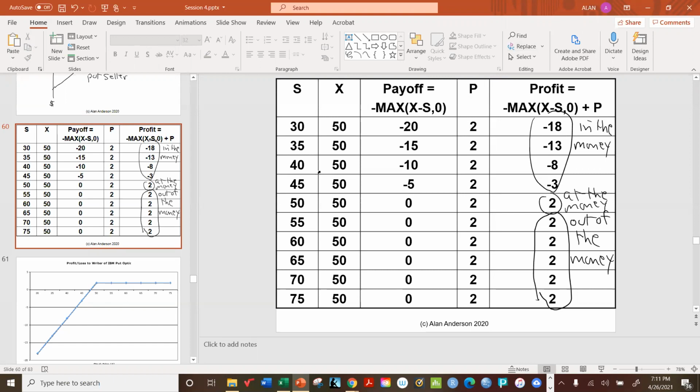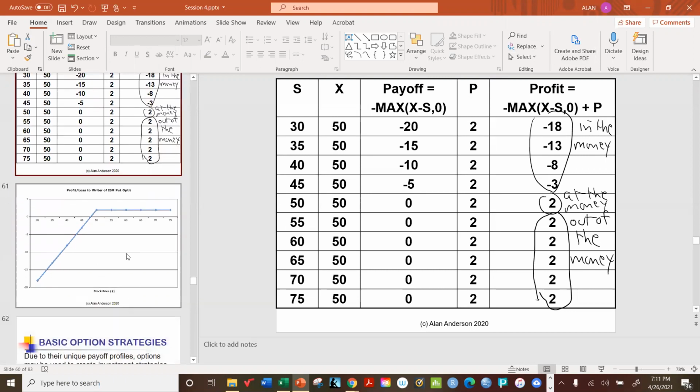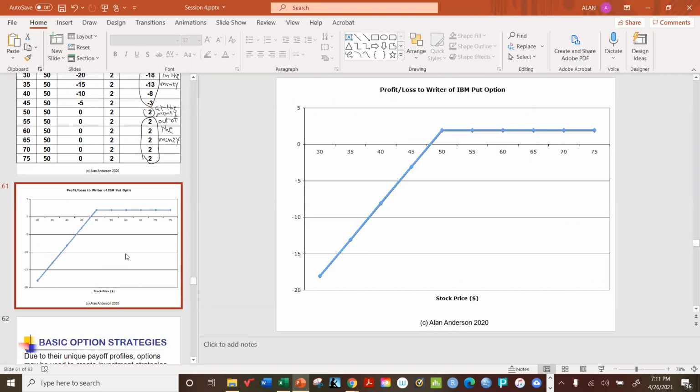Okay, so let's see what it looks like. We shift this up by $2 compared to what we had before. And now here's X minus P. Here's our maximum profit of $2. And down here, eventually it will reach a maximum loss. Yeah, maximum loss will be X minus P, again because the stock price can't be negative.